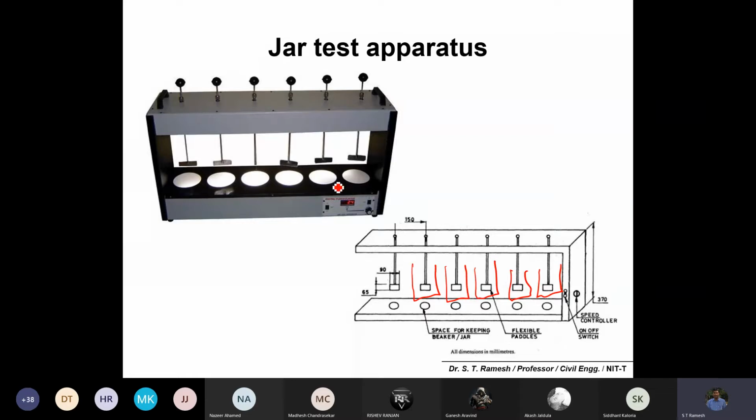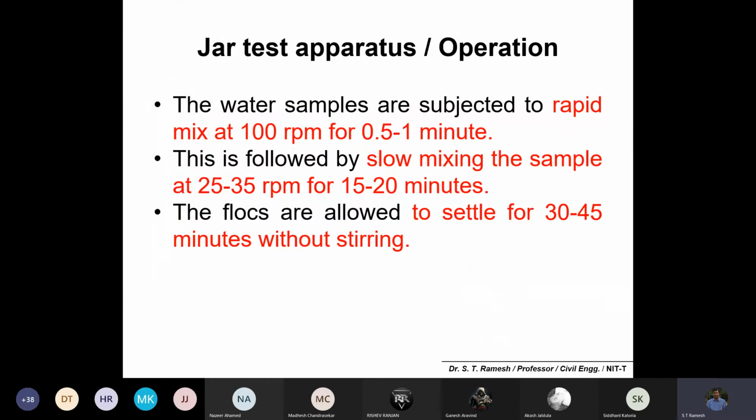Switch on the instrument. You can also see the illumination from the lights at the bottom. The operation has 3 different modes. Number 1, initially rapid mixing, with a maximum speed of 100 RPM for a short time, 0.5 to 1 minute, followed by slow mixing for almost 15 to 20 minutes at 25 to 35 RPM. The third is to stop the jar test apparatus and allow the solids to settle for 35 to 45 minutes without stirring.